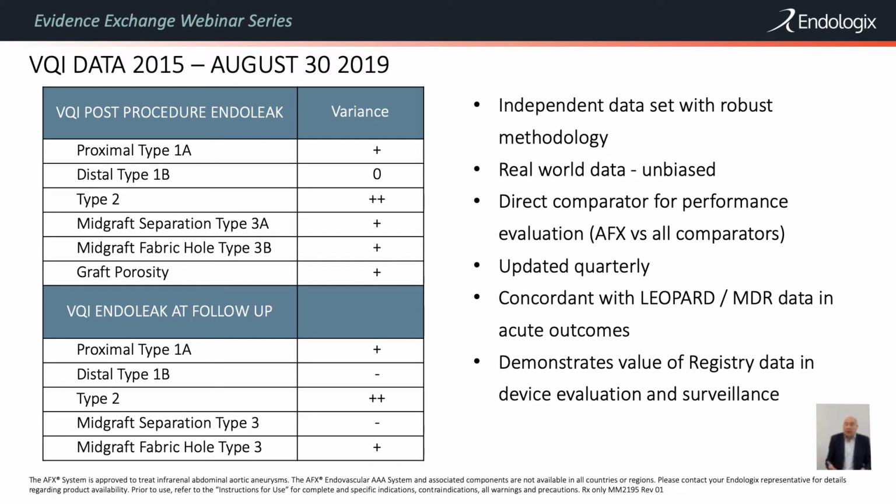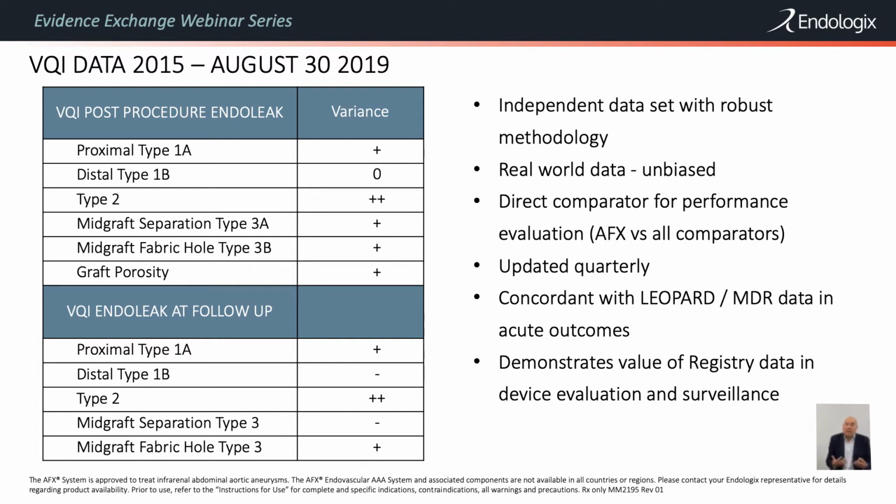So we actually purchase VQI data on a quarterly basis, and what we get from that is the performance of AFX2 in a whole host of different parameters directly evaluated against all the other endografts in the market that are aggregated. Because of the terms of our contract with VQI, we're not allowed to use those data for promotional purposes, so I can't show you the absolute rates. But what I look at is the variance. And what I show you here in this table is a plus, where AFX2 is actually doing better than the comparator grafts, and a minus when there's a difference in a negative fashion.